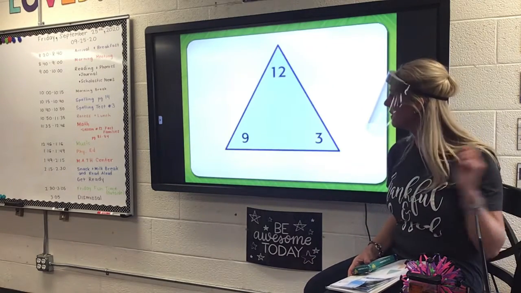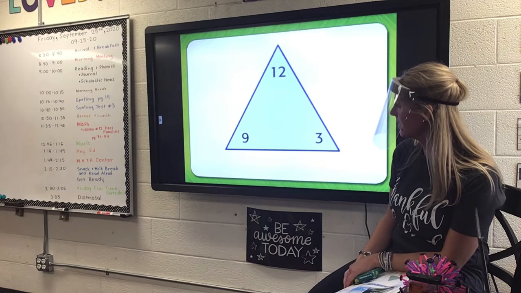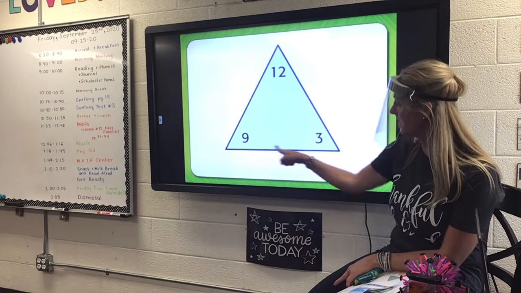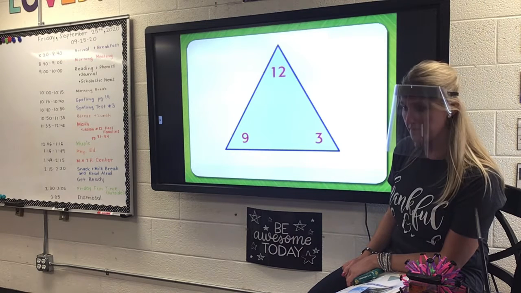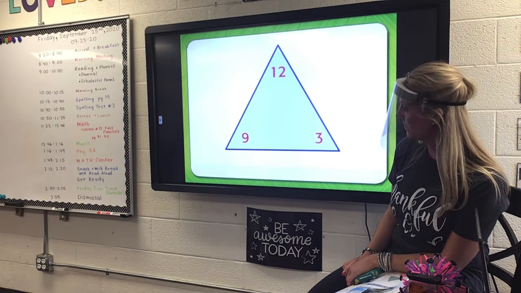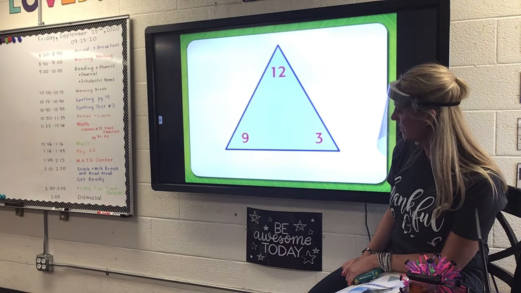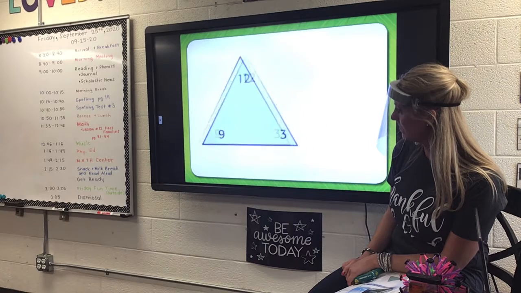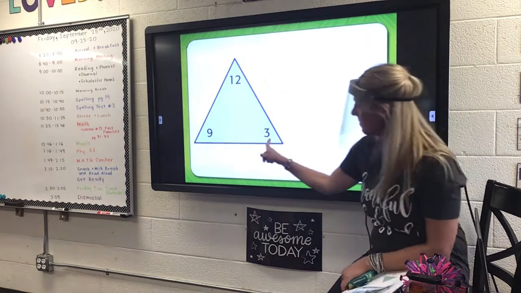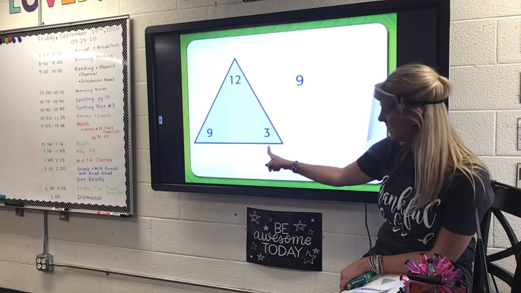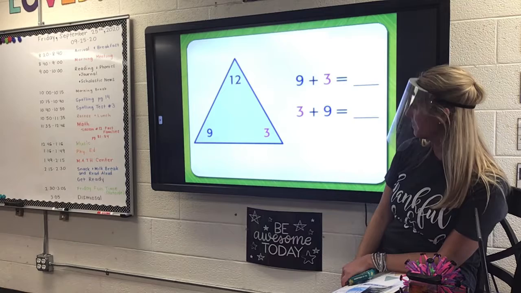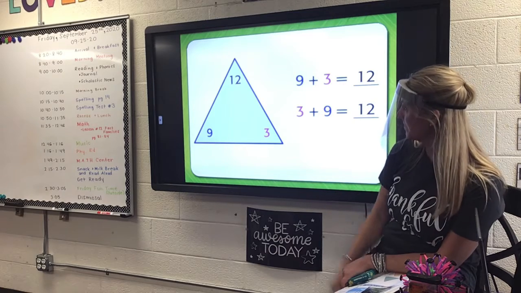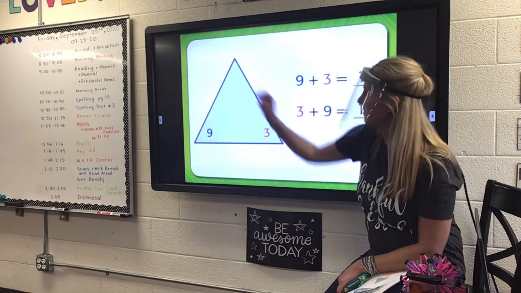Okay. Fact families. A fact family is a set of related facts about three numbers. The numbers in this fact family are 12, 9, and 3. With the numbers in this fact family, we can write a set of related facts. Let's write addition facts first. We can use the two smaller numbers for that. 9 plus 3 and 3 plus 9. They are both equal to 12, which is the third number in our fact family.